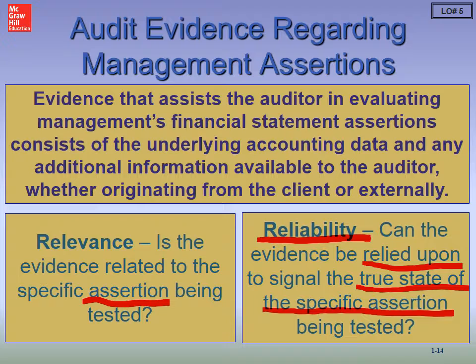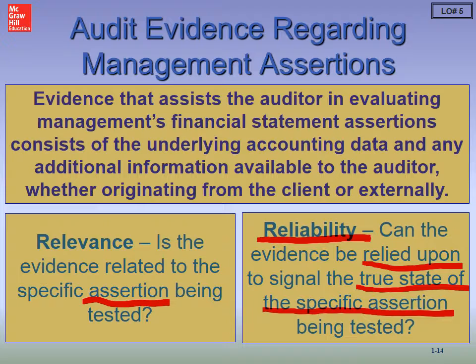We could also obtain external evidence. We get a letter from our client's customer. They call that a confirmation that says that they actually owe money to the client. So we're looking at accounts receivable. We just got external evidence that supports the existence assertion over accounts receivable.